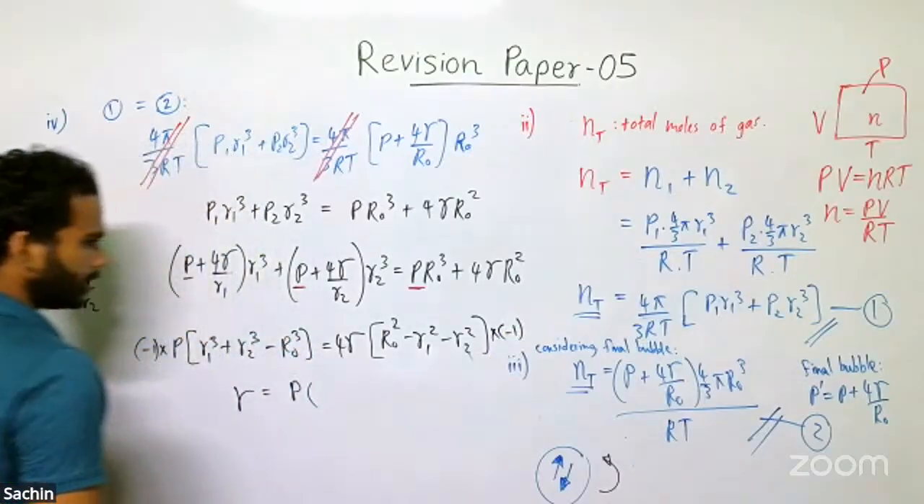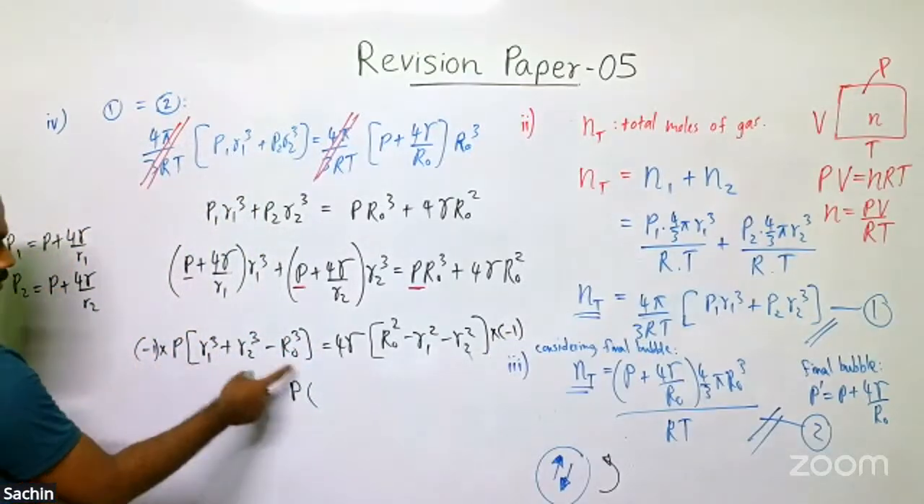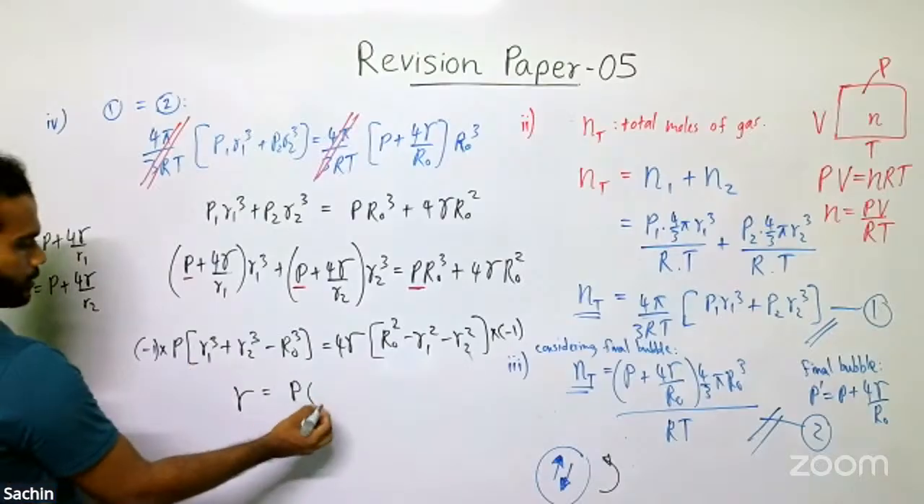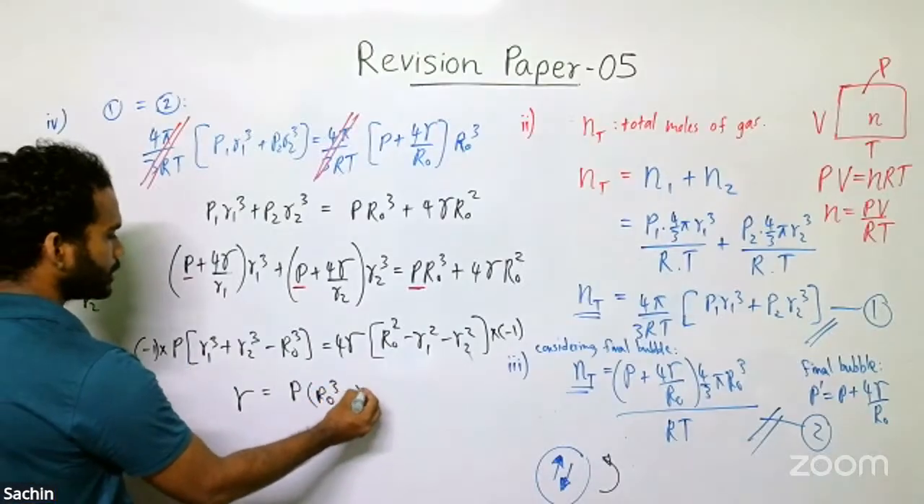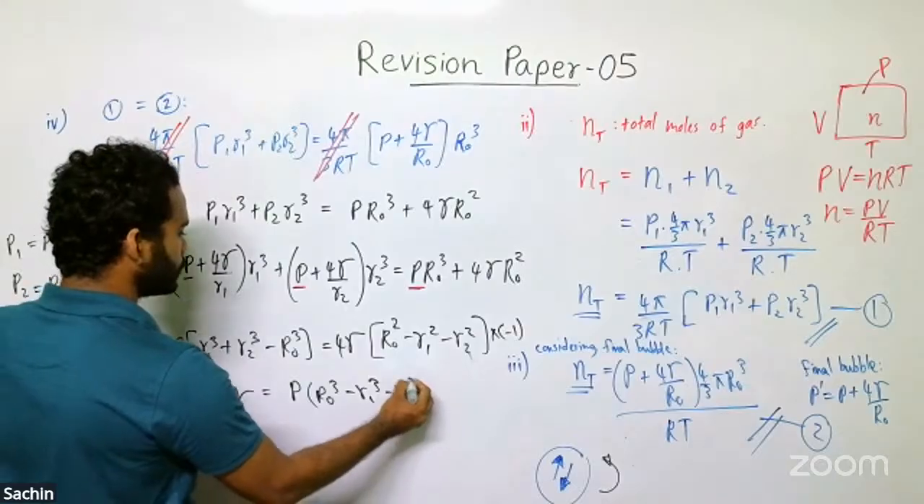By the way, you have to prove the one given. So when you include this one, you can interchange the signs. So p r0 cube minus r1 cube minus r1 r2 cube.